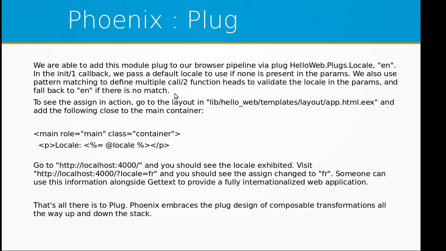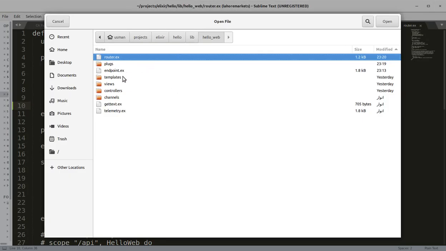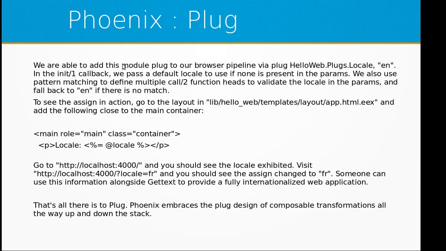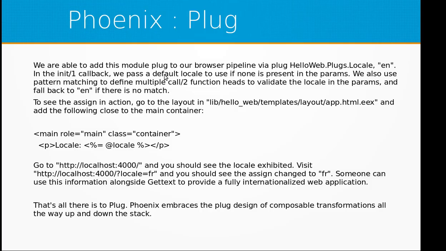In the init callback, we pass a default locale to use if none is present in the params. So we also use pattern matching to define multiple call function heads to validate the locale in the params, and fall back to en if there is no match. To see the assign in action, go to the layout in lib/hello_web/templates. Okay, let's go there, and in templates we have the layout folder with the app.html.eex file. Here is the file, and add the following close to the main container.